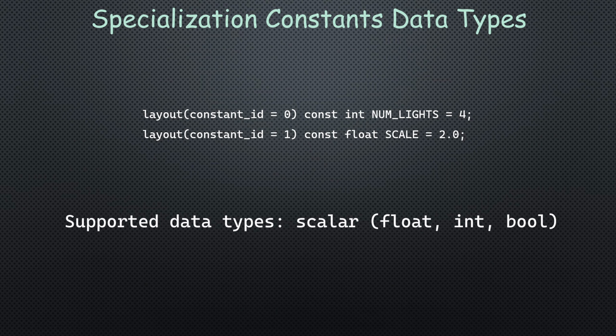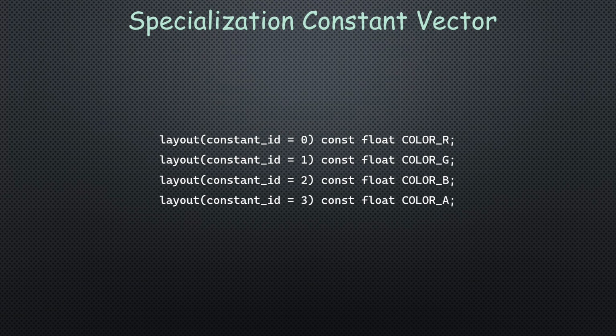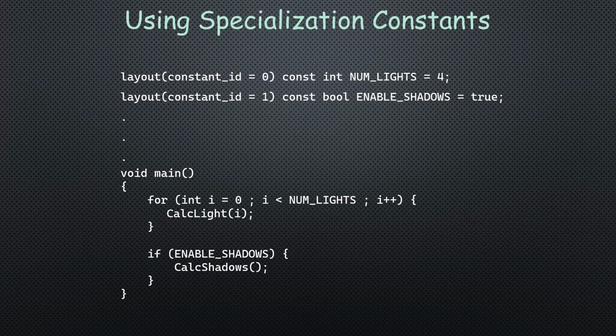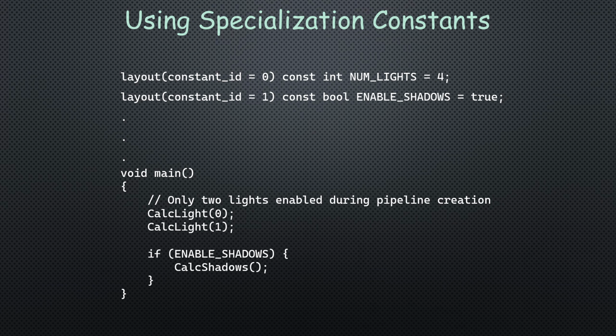Also notice that specialization constants must be of scalar type. This means an integer, a floating point, or a boolean. If you want a vector, you will need to create multiple constants, one for each component. In the shader body, you can use the specialization constants just like any other constant, for example, as a for loop range or a condition. During pipeline creation, we can expect Vulkan to unroll those loops or get rid of dead branches once the actual value of the constant is known. That's it for the shader part.